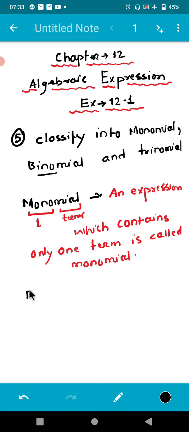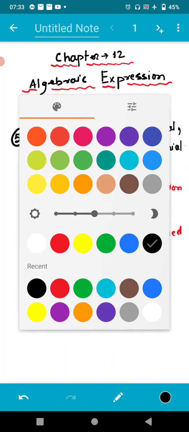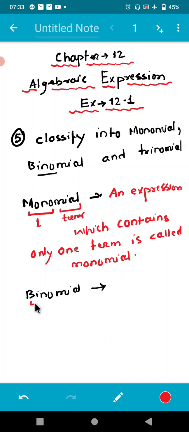What is binomial? So binomial is also made up of two words, that is bino and mial. So bino means two and mial means terms. So any expression in which you find there are two unlike terms is called a binomial.